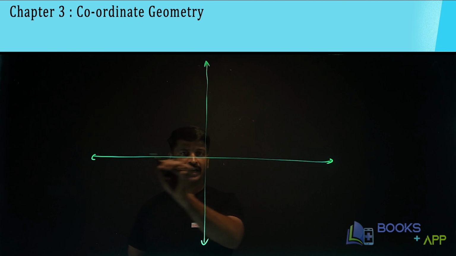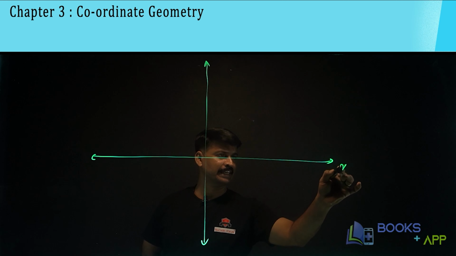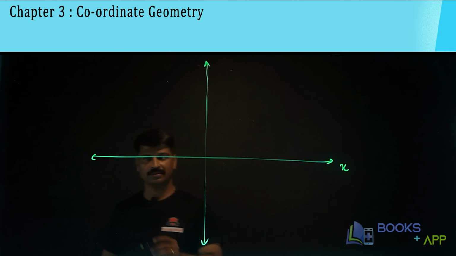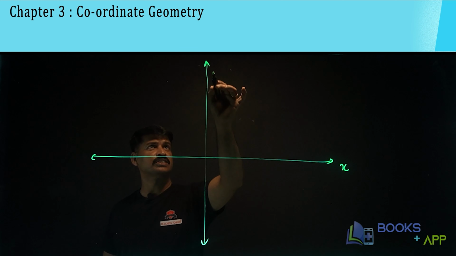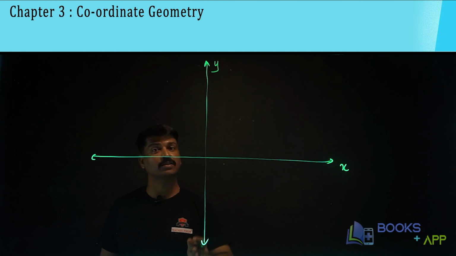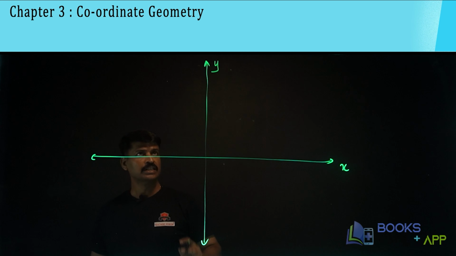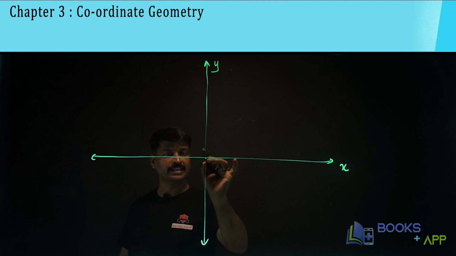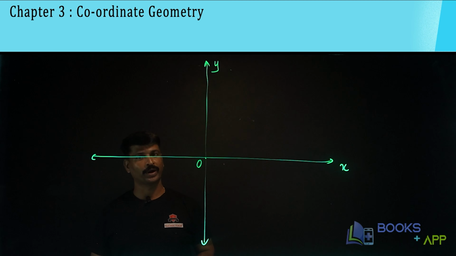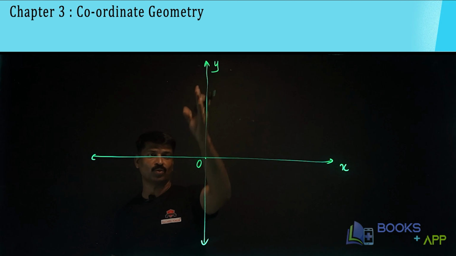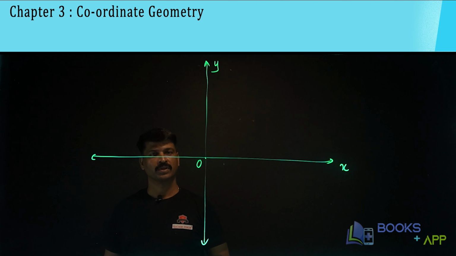Now this horizontal line is called the x-axis, and this other vertical line is called the y-axis. The point where these two lines meet is called the origin. So O is the origin where the x-axis and the y-axis meet.